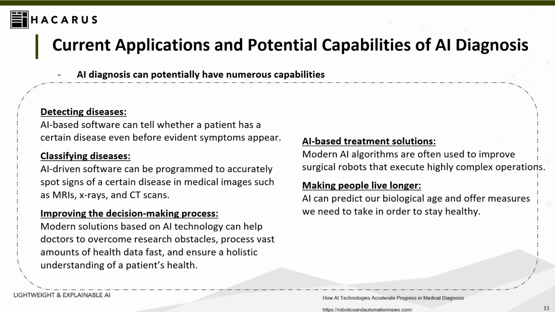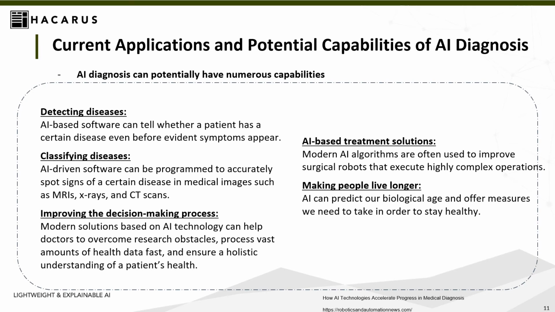Having covered today's applications, in this slide a number of potential solutions using this technology are listed. Detecting diseases will become much easier as AI-based software can tell whether a patient has a certain disease even before evident symptoms appear. Also, classifying diseases will be done with far more accuracy as AI-driven software can be programmed to accurately spot signs of certain diseases in medical images such as MRIs, X-rays, and CT scans.